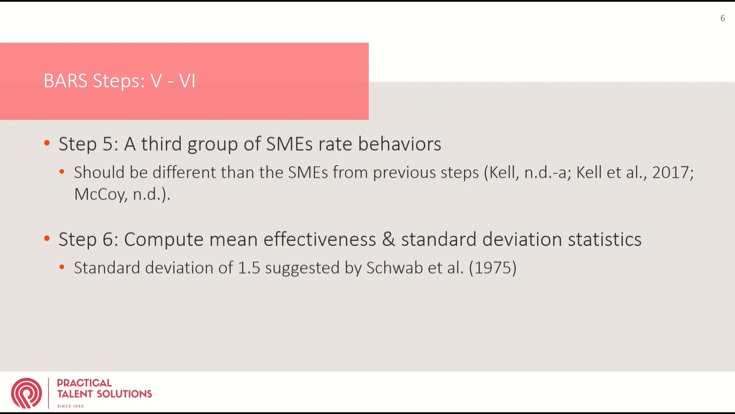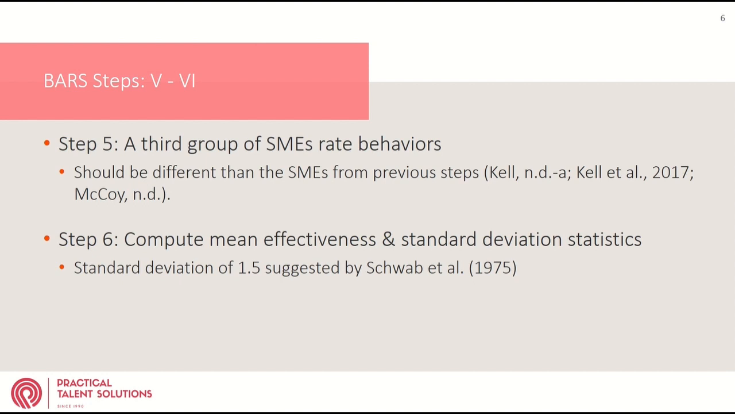Jumping to step 5 now. In step 5, a third group of SMEs rate the behaviors within each performance dimension using the BARS anchor scales. According to ideal best practice, the group rating the effectiveness of each behavior should be different than the SME group that created the critical incidents and the group that sorted the incidents into the performance dimension.